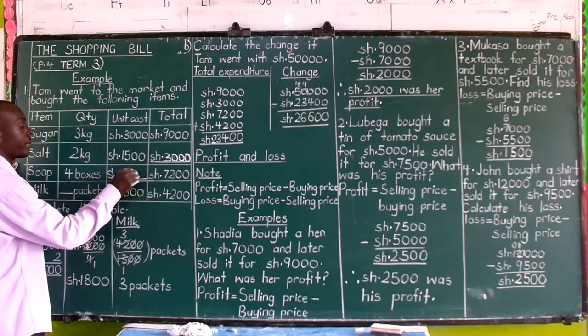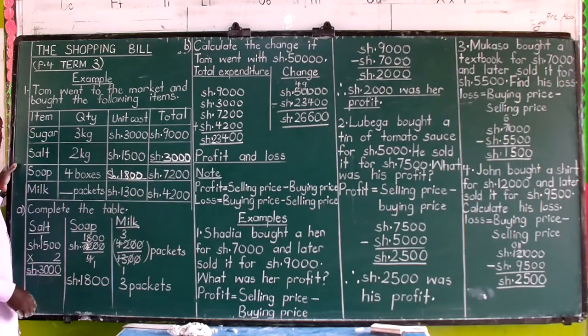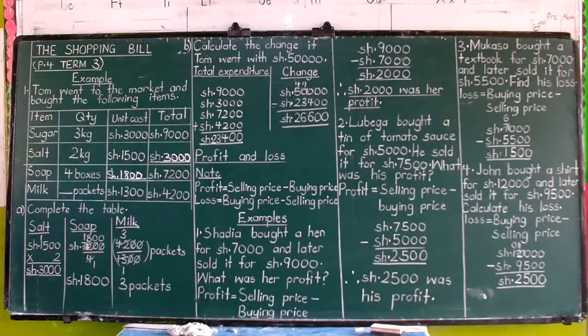Don't forget to come to the table. Don't leave gaps here, yet you have found their equivalent. So you fill in 1,800 shillings as the cost of every box of soap. And now that he bought 4 boxes, thereby paying 7,200 shillings for all.